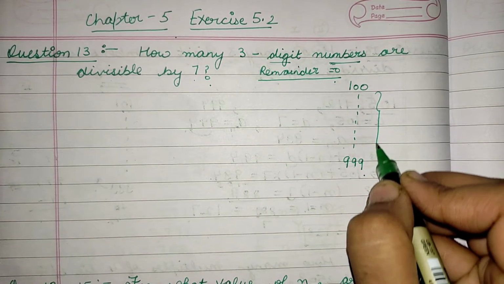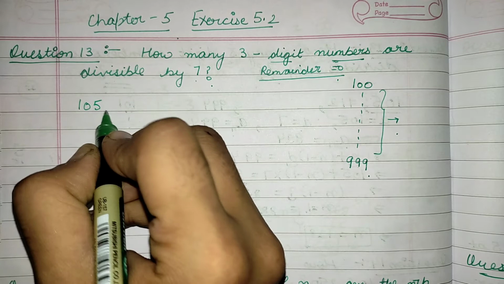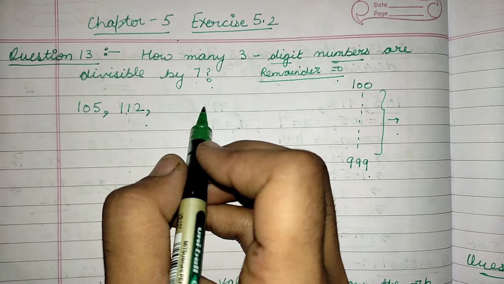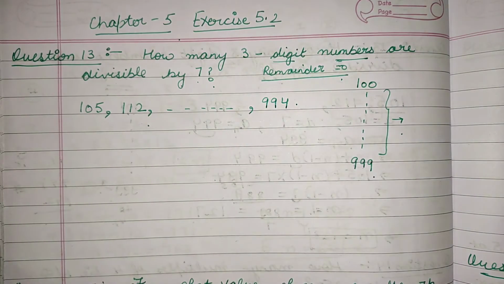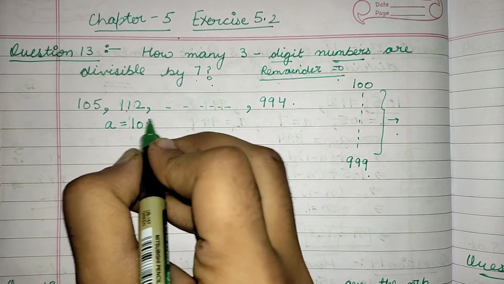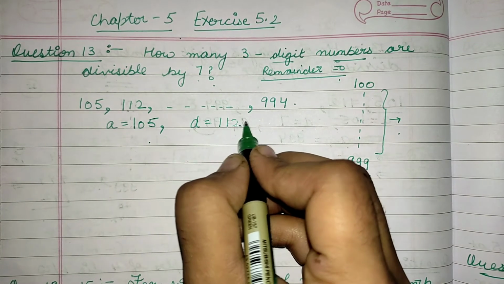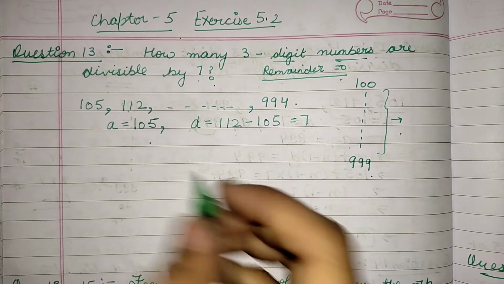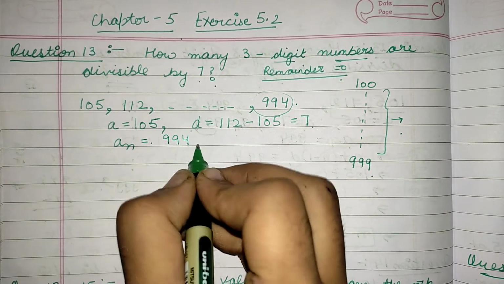So in between 100 and 999, the very first number which is divisible by 7 is 105, and the next number which is divisible by 7 is 112, and the last number which is divisible by 7 is 994. So now you know the first term of your AP. First term is 105, and the common difference is 112 minus 105, which is equal to 7. And the nth term of this AP is equal to 994.